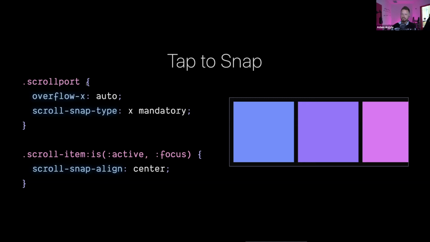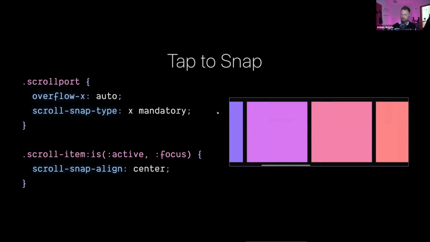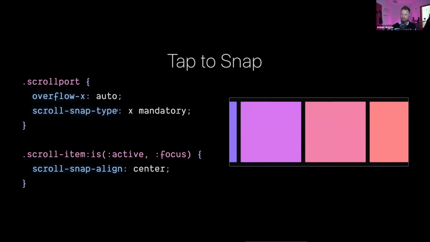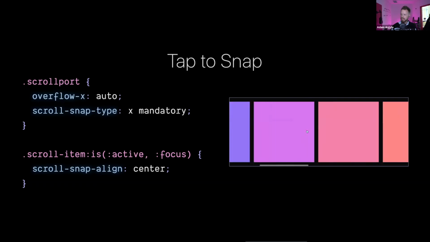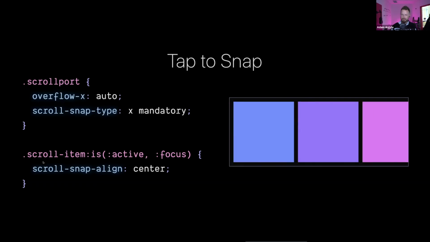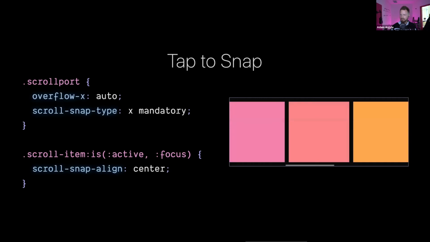So tap to snap says, all right, we have a scroll port that's scrolling horizontally, right? I can scroll it horizontally. Scroll snap type is X mandatory, but look at this. Notice how as I'm scrolling, none of the items are snapping. This is a free scroll. But down here, I say if the scroll item is active or focused, snap align it to center. Oh, so if I click purple, it goes to the center. If I click salmon, if I click orange, click yellow, I can tap to snap.